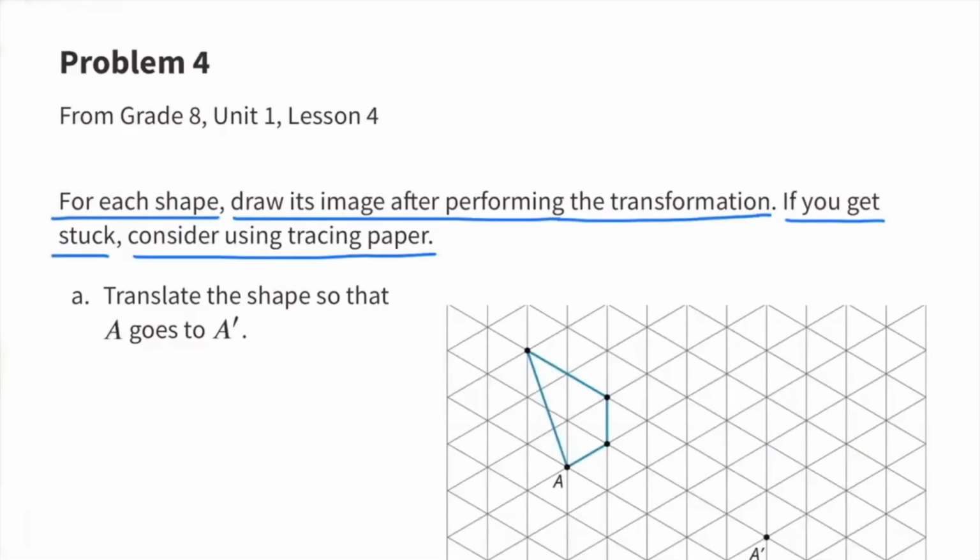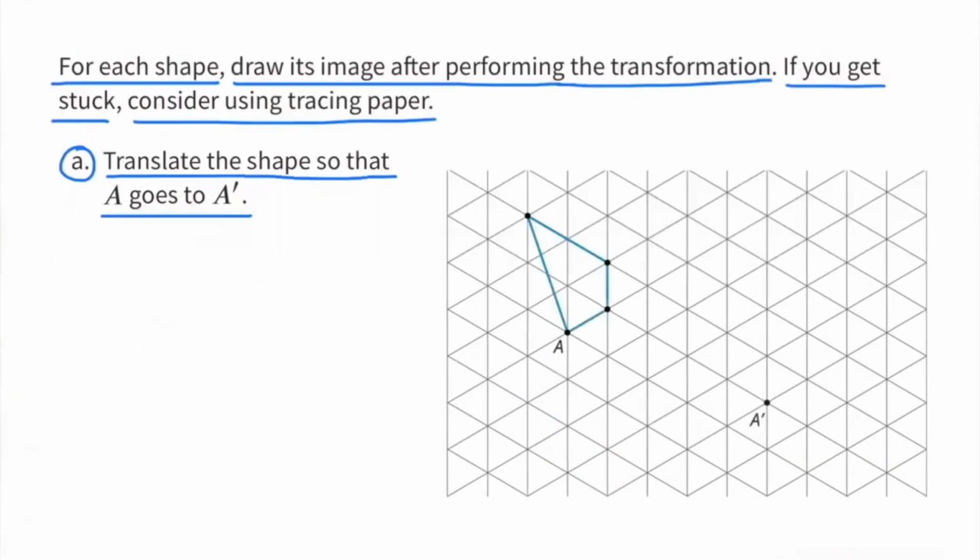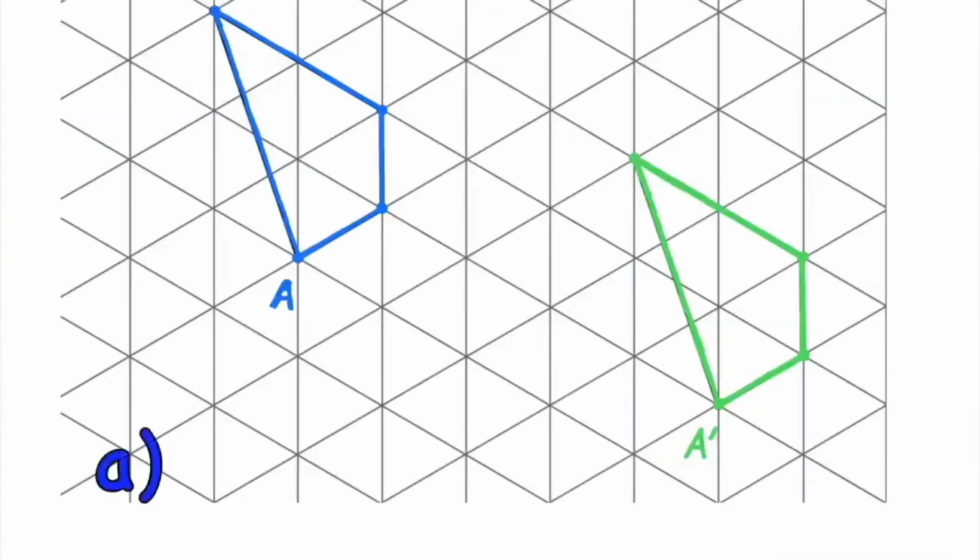Number 4. For each shape, draw its image after performing the transformation. If you get stuck, consider using tracing paper. A. Translate the shape so that A goes to A prime. Translated from A to A prime, the image of the shape is represented in green.